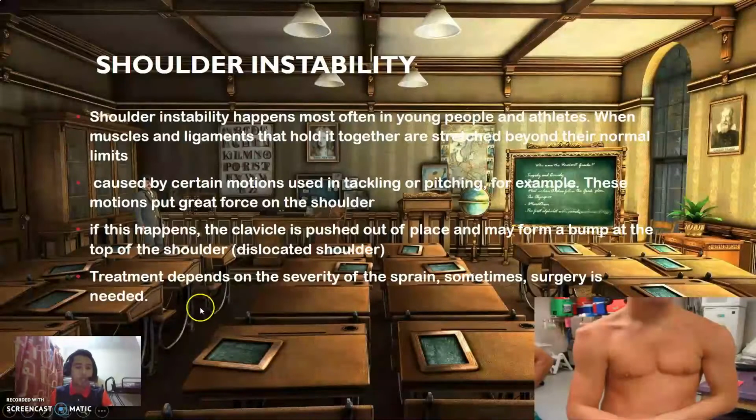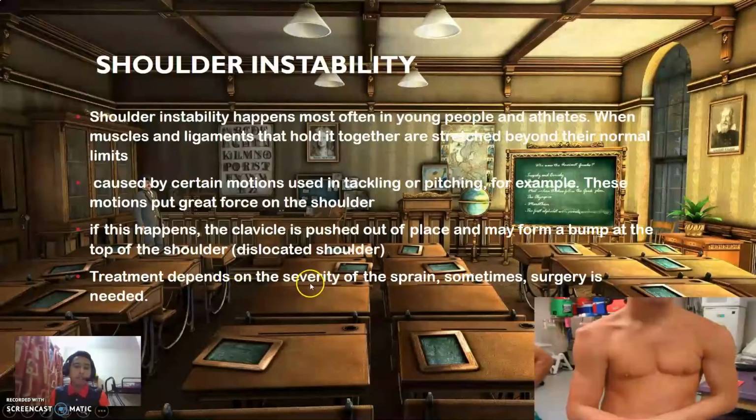The first common injury at the shoulder is shoulder instability. Shoulder instability happens most often in young people and athletes when the muscles and ligaments that hold it together are stretched beyond their normal limits, caused by certain motions used in tackling or pitching, for example. This motion puts great force on the shoulder. If this happens, the clavicle is pushed out of place and may form a bump at the top of the shoulder, known as a dislocated shoulder.